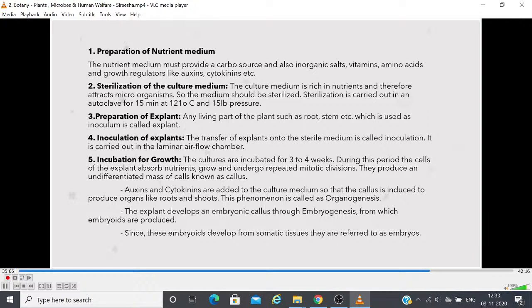The explant develops an embryonic callus through embryogenesis, from which embryoids are produced. So the explant which you have taken can develop an embryonic callus. That is, some small embryo is formed. This embryo can also be cultured. This is called embryogenesis. And from the embryo, the embryoids are formed, which consist of small roots and shoots. Since these embryos develop from somatic tissues, they are referred to as somatic embryos. Here the somatic tissues are nothing but the vegetative tissues, so these embryos are from the vegetative cells.